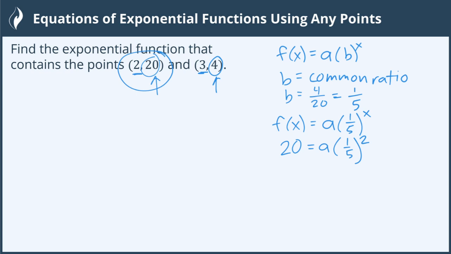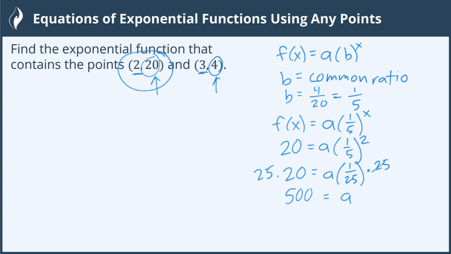Now, this is an equation that I can solve for a. Let's start by squaring 1/5. 1/5 times 1/5 is 1/25. To get a by itself, I need to multiply both sides times 25. You can think about it as 25 over 1 to undo this fraction, which is the same thing as 25. So that undoes the fraction. We're left with 1a, or just a. And then we need to do 25 times 20, which is 500.